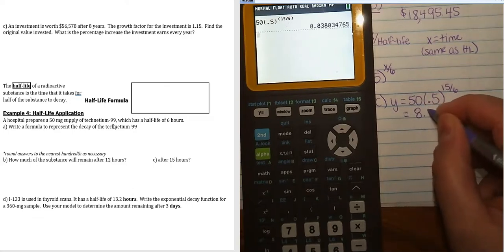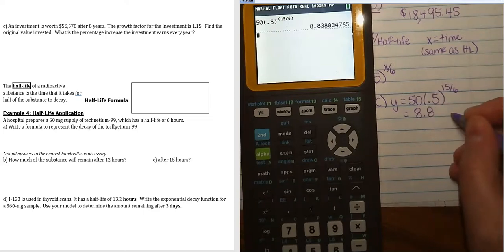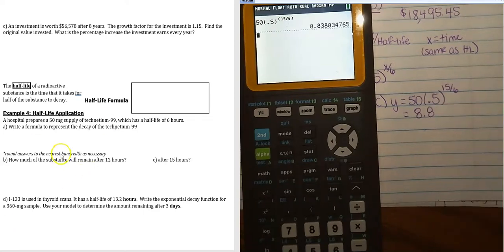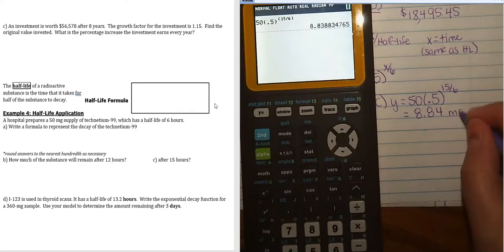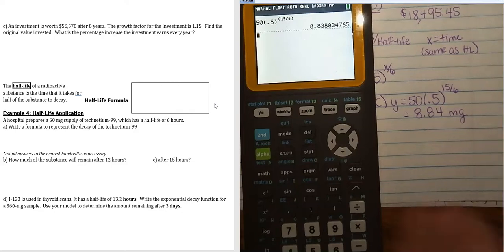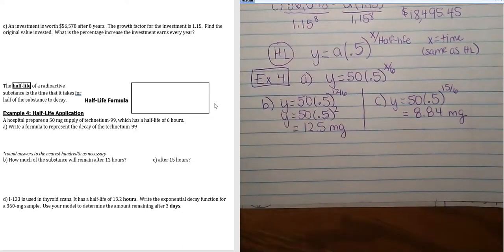And a lot of the times these are not nice numbers. That first answer was, and it should tell you in the problem, hopefully, this says round to the nearest hundredth, so I'm going to go 2 decimal places here. So about 8.84 milligrams will be left. And then I just have one more at the bottom, and this is kind of what I was telling you guys about. It has to be in the same units here.